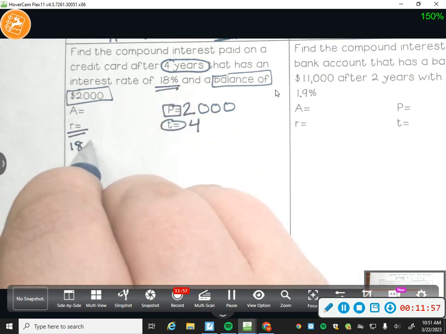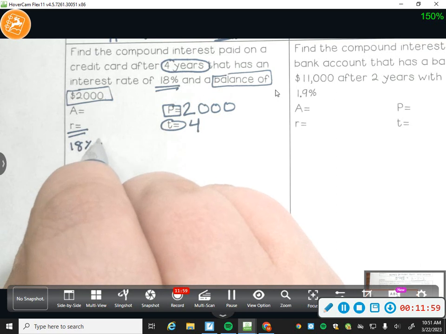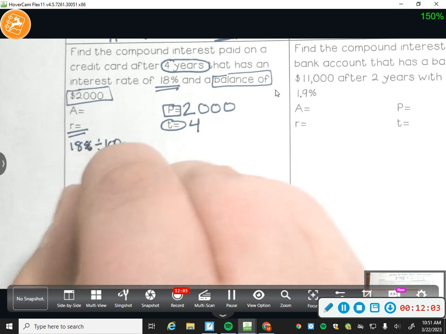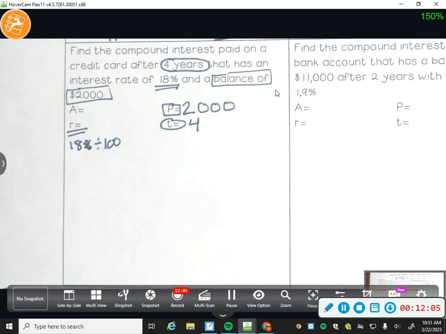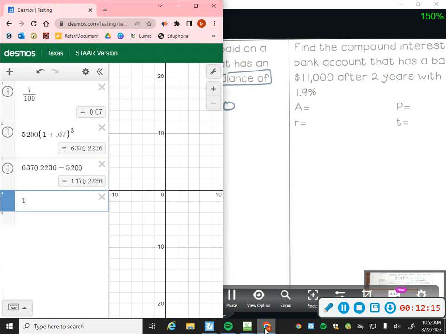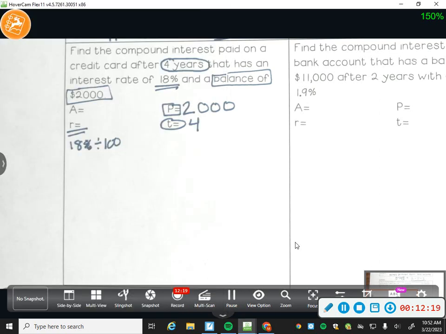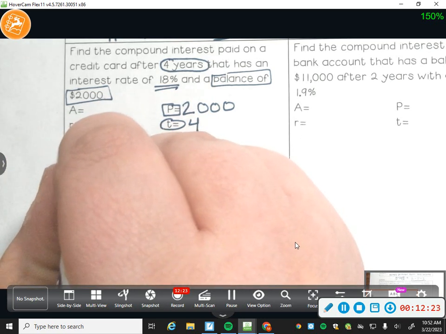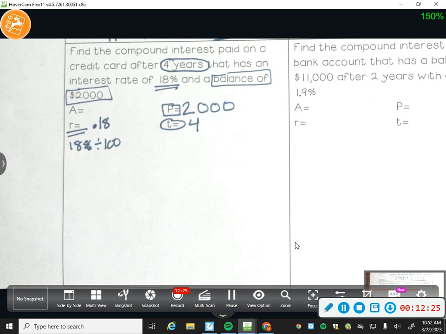I can't use percents, but I can divide 18 by 100. I can do 18 divided by 100 to get rid of the percent. We'll do 18 divided by 100. Oh, whoops. Not like that. And we get 0.18. So instead of 18%, I'm going to use the decimal 0.18.